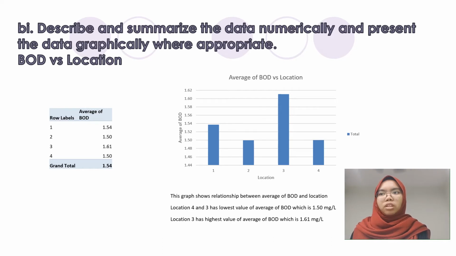From this graph, it shows the relationship between average of BOD versus location. We can conclude that location 4 and 2 have the lowest value of average of BOD, which is 1.50 mg per L, while location 3 has the highest value of average of BOD, which is 1.61 mg per L.